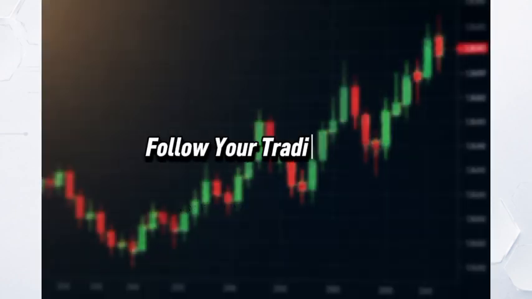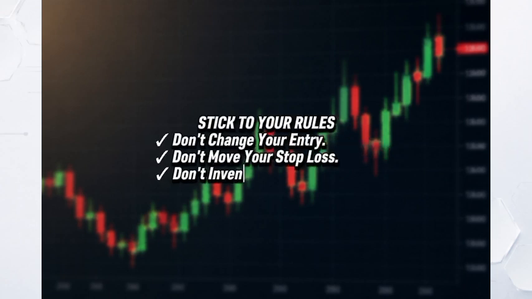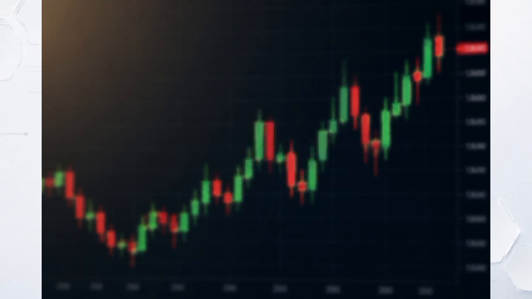Now trade the exact same strategy without changing your rules. Don't change your entries. Don't move your stop loss. Don't invent new rules halfway through. Your goal now isn't to improve the strategy. Your goal is to prove that you can execute it consistently under live market conditions. If you can do that, you've completed both stages of the testing process.